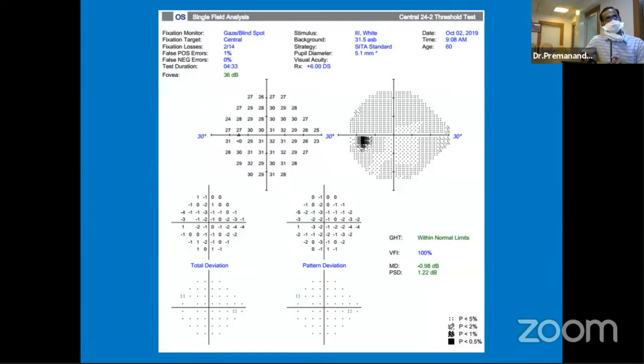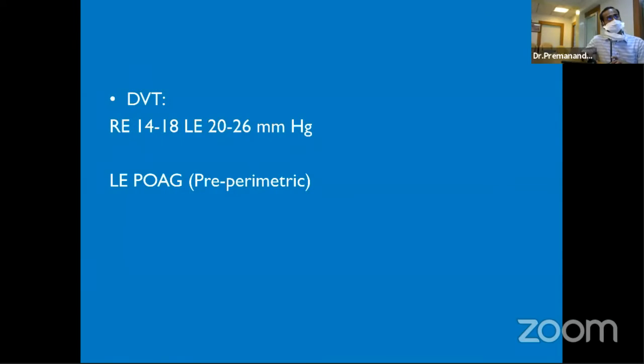And this is the field of the patient, which is within normal limits in the left eye. And we did the DVT for the patient, and the right eye had a maximum myopia of 18, and the left eye had a maximum myopia of 26. So we diagnosed her with primary open angle glaucoma, and the diagnosis was preperimetric.